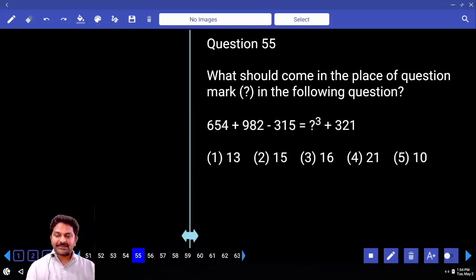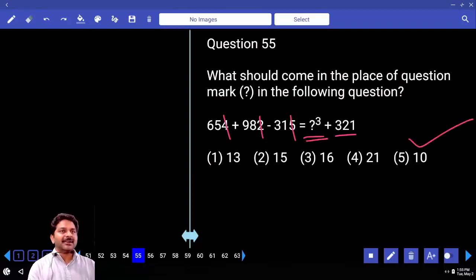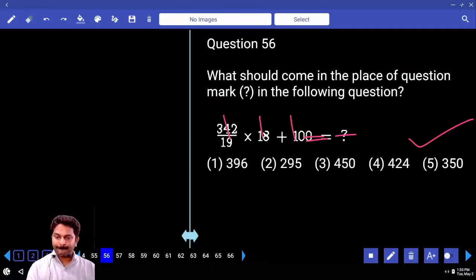Yes? Last digit verification. 4 plus 2. 6 minus 5. 321 comes to the other side. That becomes minus 1 again. 1 minus 1. Which cube ends with 0? Number ends with 0. Right. Last digit.